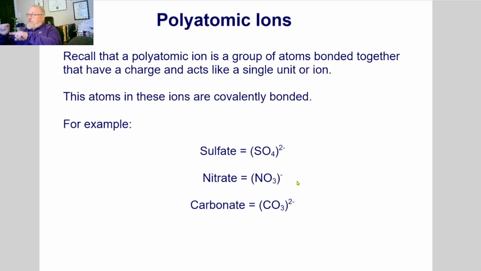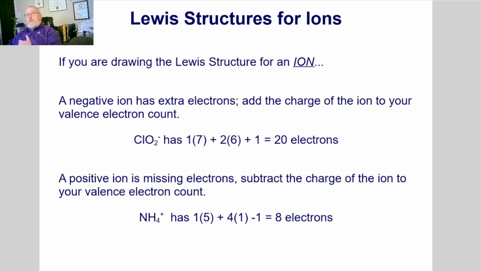So these species are molecules that are covalently bonded, like sulfate, SO4 2 minus, nitrate, NO3 1 minus, carbonate, CO3 2 minus. And we can draw Lewis structures, and it's not that hard. Now, we have to remember, though, that if you have a negative ion, then there's extra electrons. So all we've got to do is add that extra electron to the valence electron count.